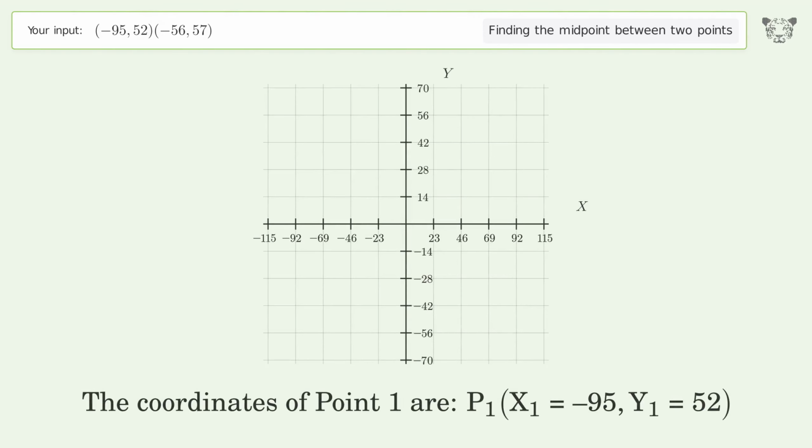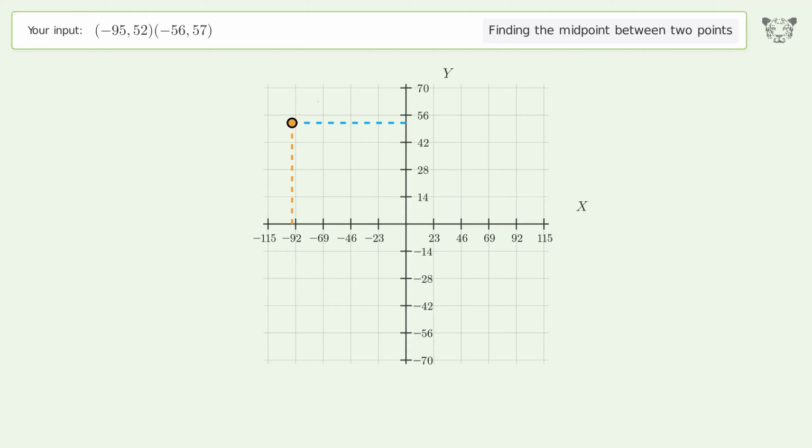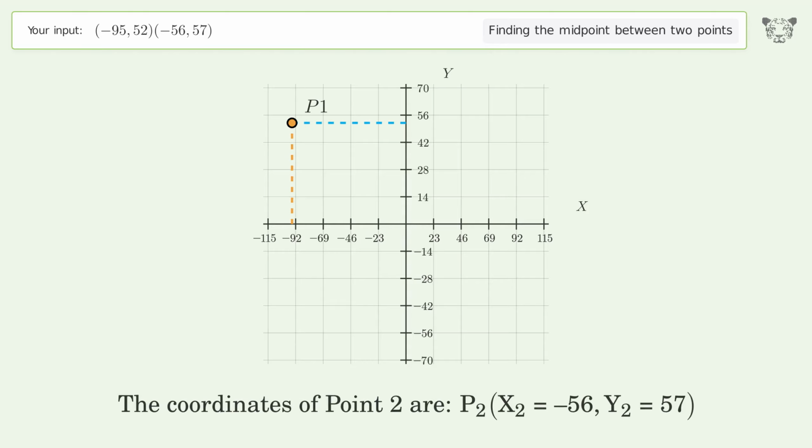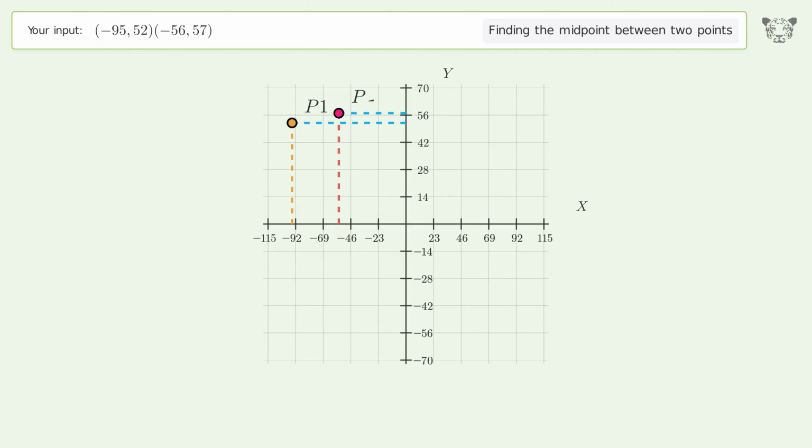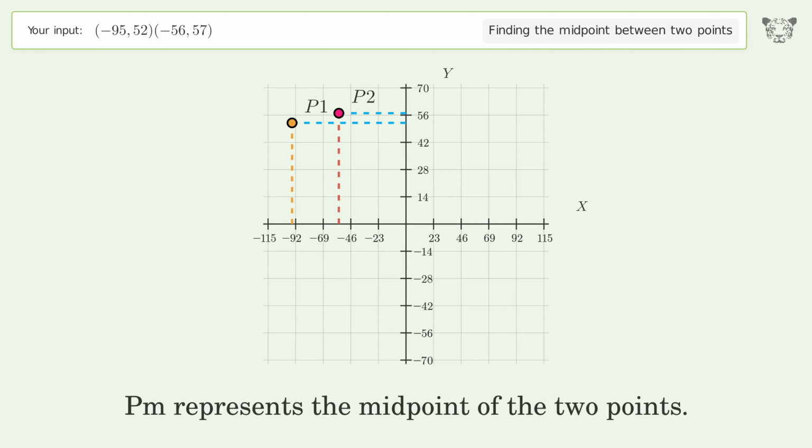The coordinates of point 1 are x1 equals negative 95, y1 equals 52. The coordinates of point 2 are x2 equals negative 56, y2 equals 57. PM represents the midpoint of the 2 points.